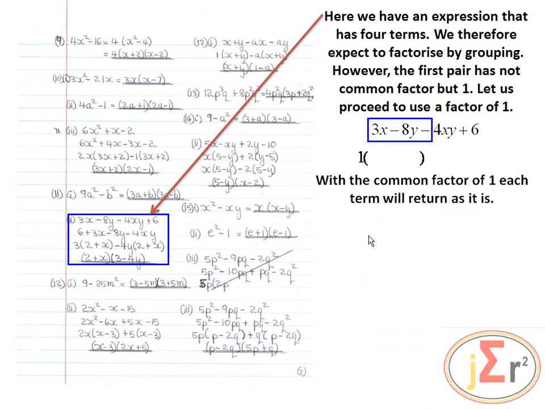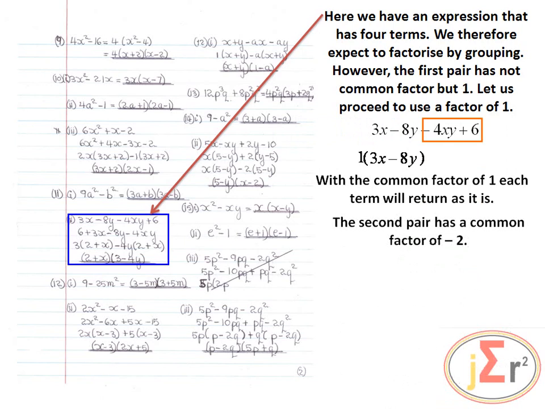With the common factor of 1, each term will return as it is. That's easy. And then we take a common factor of negative 2 right there. So the second pair has a common factor of negative 2. Negative 2 into negative 4 is positive 2, and then we have the xy, so 2xy. And negative 2 into positive 6 is negative 3, so 2xy minus 3.